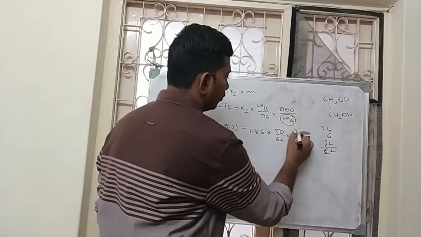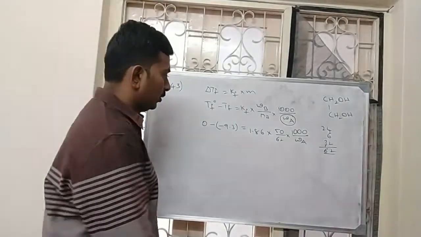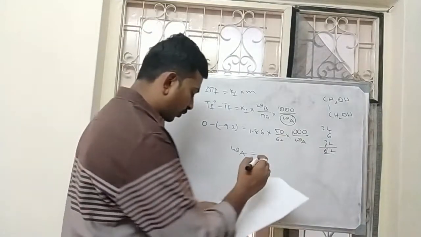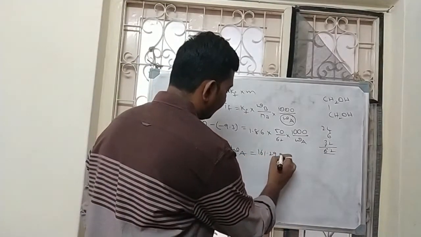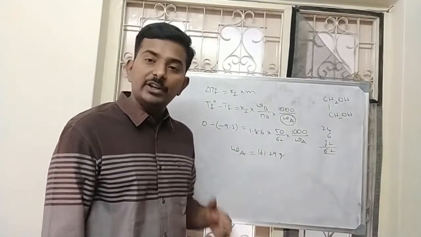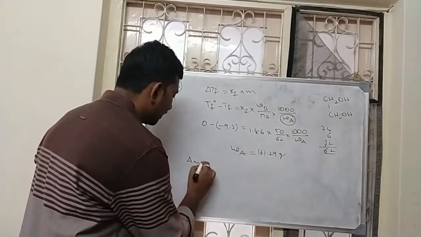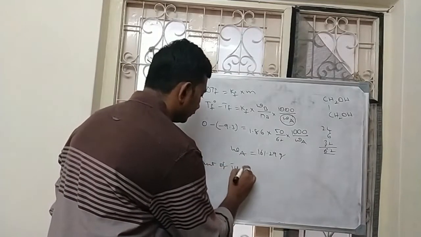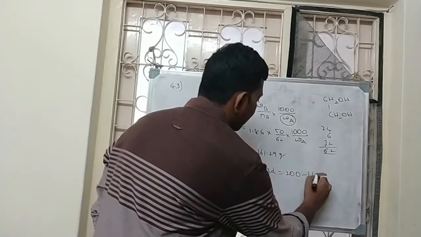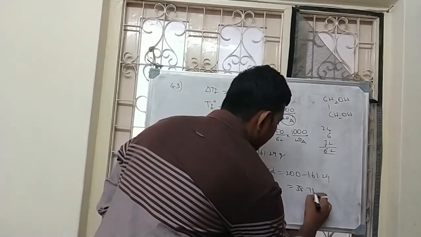62 into 1000 by the mass of water left out. On simplification of this, you will get the mass of water as 161.29 grams. Means after freezing, this is the amount of water left out. Initially how much amount of water did we take? 200 grams. So the amount of ice separated will be 200 minus 161.29, so it will be 38.71 grams.